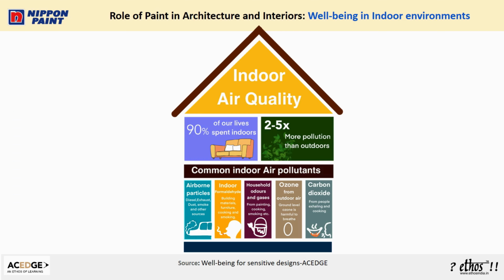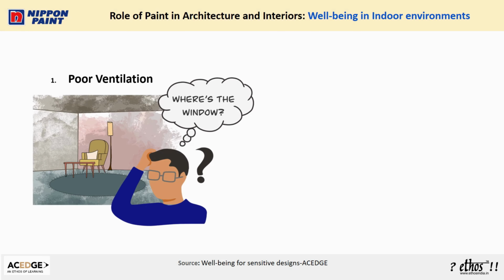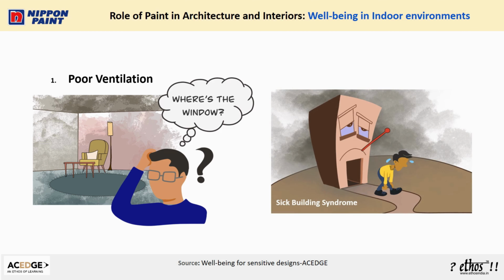Some common indoor air pollutants are airborne particles, indoor formaldehyde and volatile organic compounds or VOCs, household odors and gases, ozone from outdoor air, and carbon dioxide. Poor ventilation in spaces could be a root cause to unhealthy indoor air qualities. If there aren't constant air changes in the internal air and if outdoor air is not being pumped in adequately, it may even lead to sick building syndrome. Sick house or sick building syndrome occurs when a house can't breathe to rid itself of indoor pollutants, resulting in poor indoor air quality.